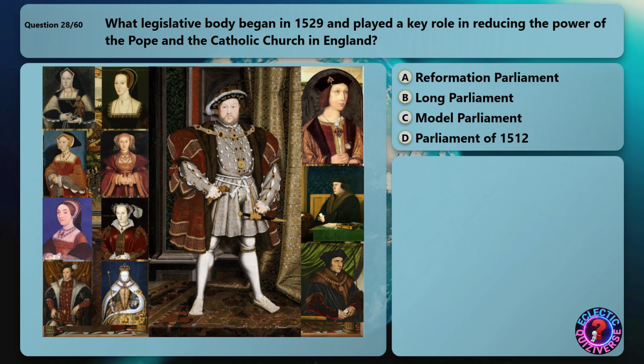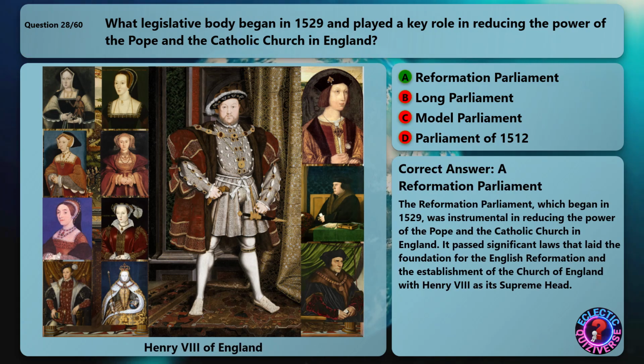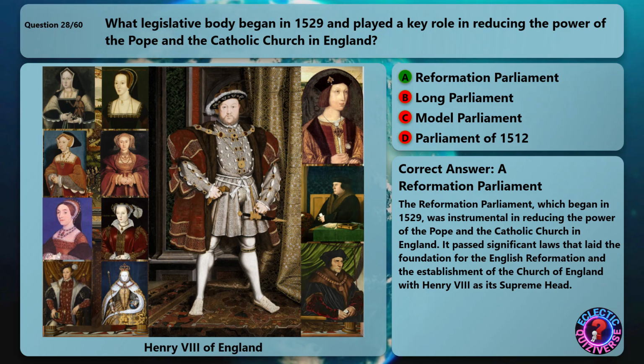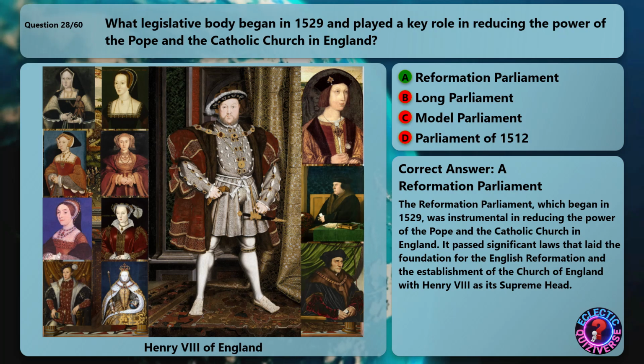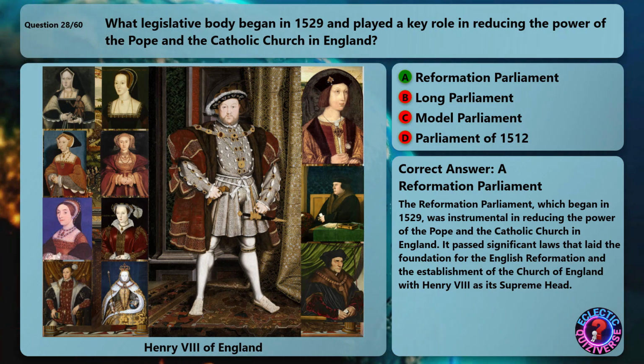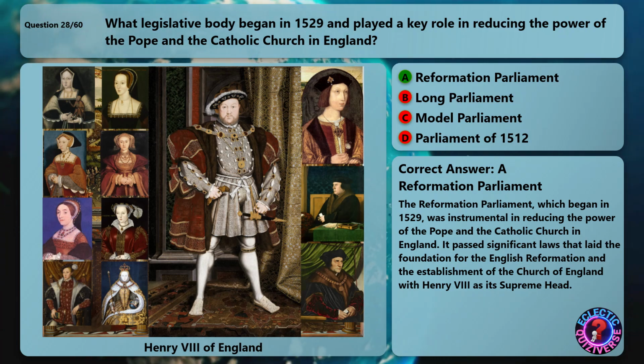What legislative body began in 1529 and played a key role in reducing the power of the Pope and the Catholic Church in England? The correct answer is Reformation Parliament. The Reformation Parliament, which began in 1529, was instrumental in reducing the power of the Pope and the Catholic Church in England. It passed significant laws that laid the foundation for the English Reformation and the establishment of the Church of England with Henry VIII as its supreme head.